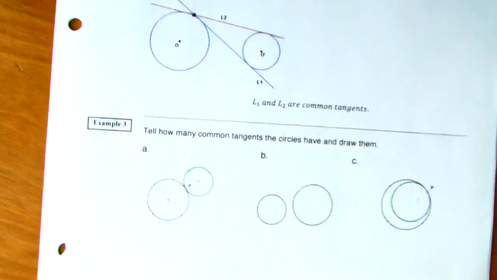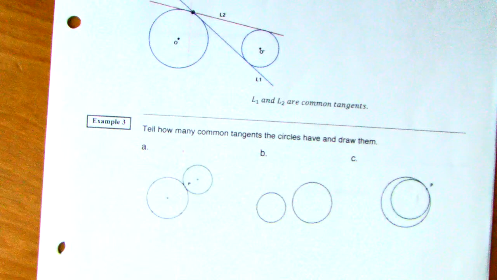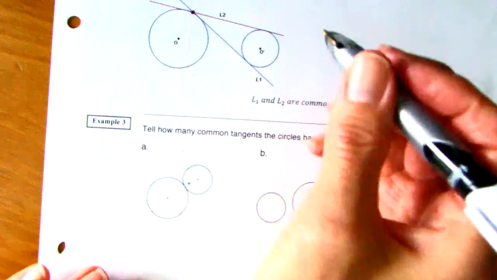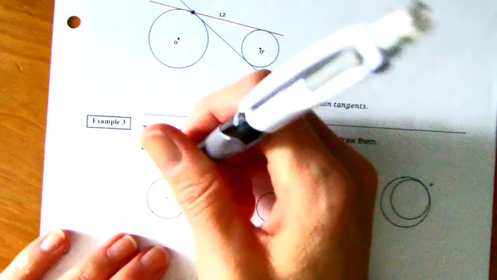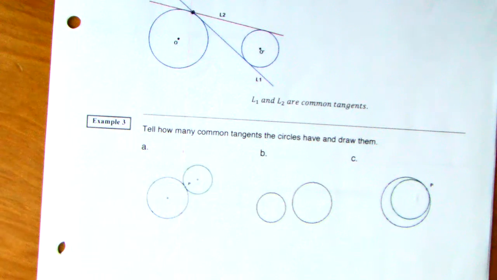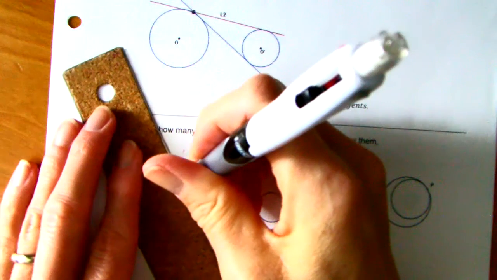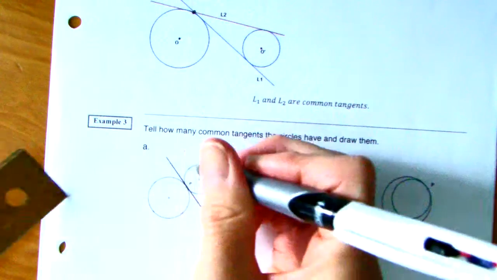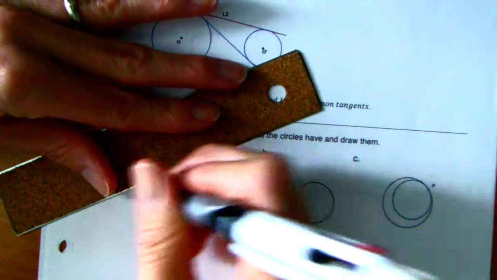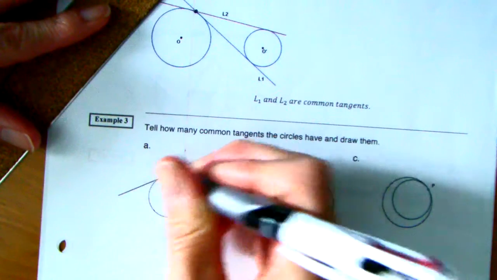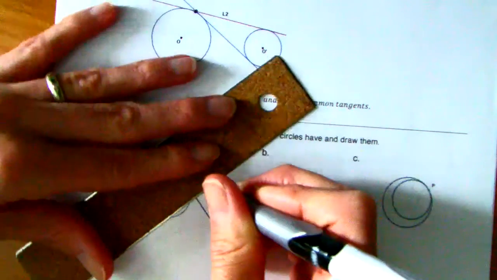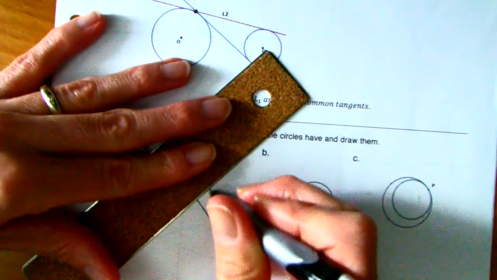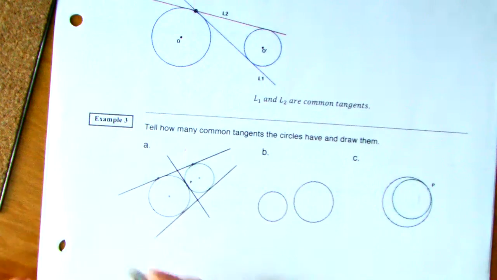Example 3. Now, tell me how many common tangents the circles have and draw them, okay? Let's see here. With this picture, you can draw a tangent line, let me use a ruler here. No good's coming out of this. Or a straight edge. There's one tangent line. And there's another tangent line. They're hitting each circle. So a tangent line that hits each circle once. So this picture would have 3 tangent lines.